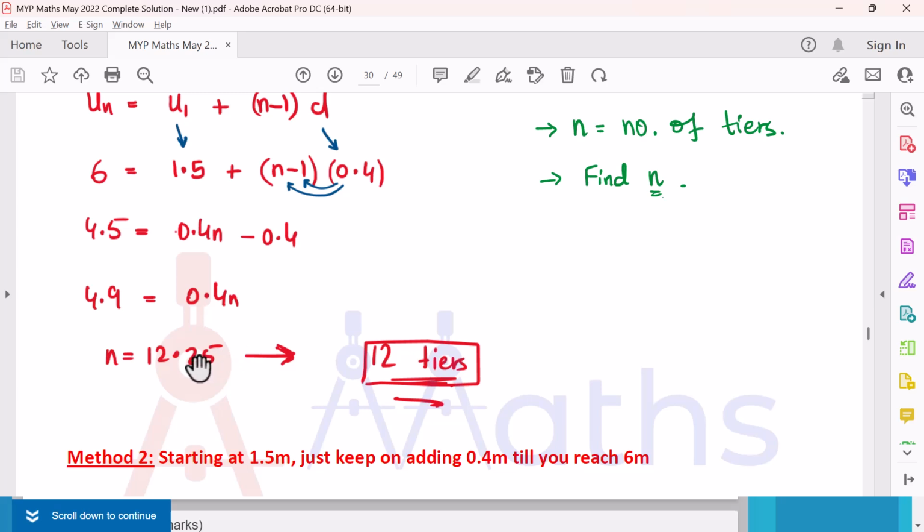Okay, you needed 12.25 tiers. There's no such thing as 0.25 tiers. It's 12 tiers. You can't go to 13 tiers.